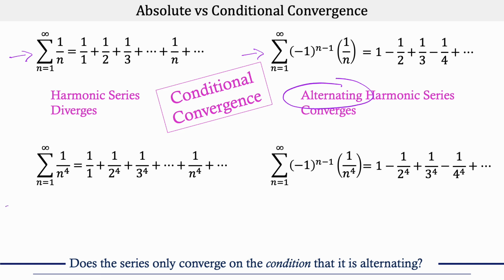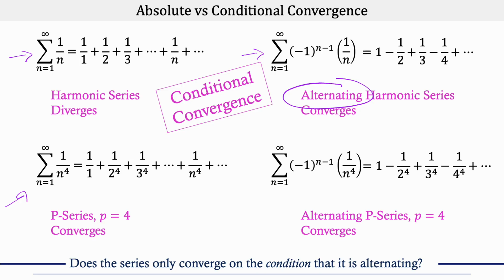Now, on the bottom, we have the series 1 over n to the 4th. This is a p-series that converges because p equals 4, which is greater than 1. And if we make this an alternating series, it still converges. The condition of alternation doesn't change anything, so this is absolute convergence.